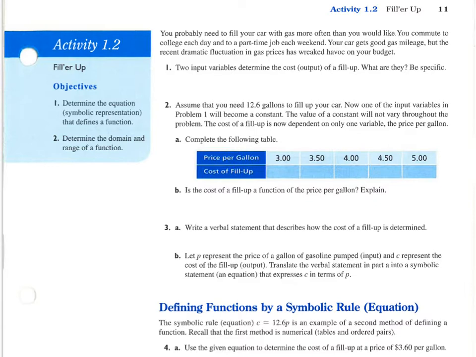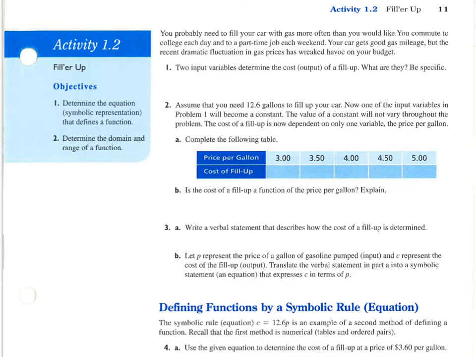Okay, so this is a continuation of 1.1, talking about functions, and in this activity we're looking at different ways to represent a function, one using a table, one using an equation, and then also looking at domain and range. So we're starting with a situation where you need to fill up your gas, and you get good mileage, but the gas prices are skyrocketing, and you're trying to figure out a budget.